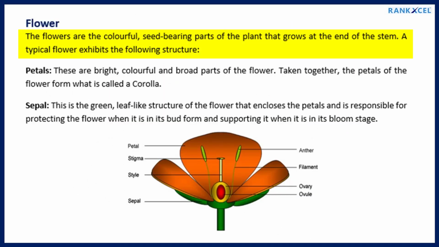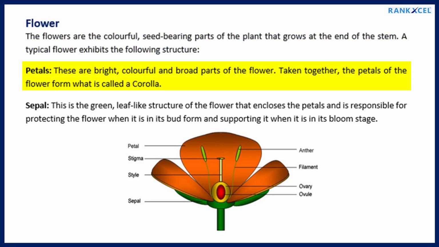Flower. Flowers are the colorful, seed-bearing parts of the plant that grow at the end of the stem. A typical flower exhibits the following structure. Petals: these are bright, colorful and broad parts of the flower. Taken together, the petals of the flower form what is called a corolla.